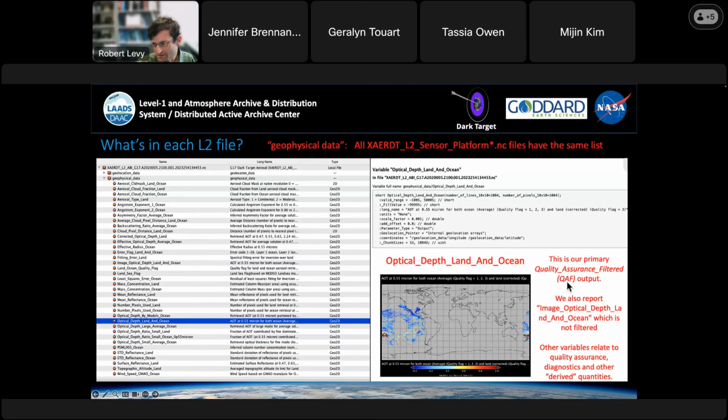So we expect this to be a little higher confidence than some of the other retrievals, which is, for example, the image optical depth, which is not filtered by QA. So it might have more data, but it'd be less confident. And all these other variables relate to quality assurance, diagnostic, or derived quantities.